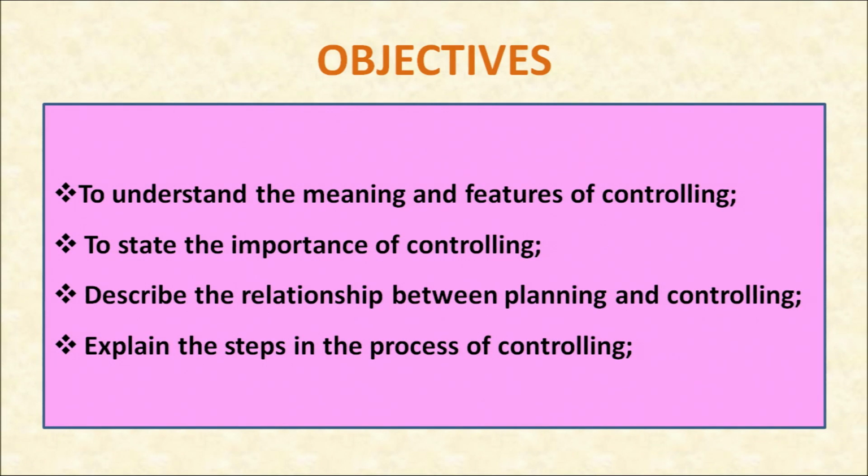You're already familiar with the management functions of planning, organizing, staffing and directing. Now we need to study in detail about the last and the most important function of management, that is controlling. So in this chapter we shall be discussing and understanding the meaning and features of controlling, the importance of controlling, the relationship between planning and controlling, and the steps that are required for the process of controlling. So let us now start with what is controlling.